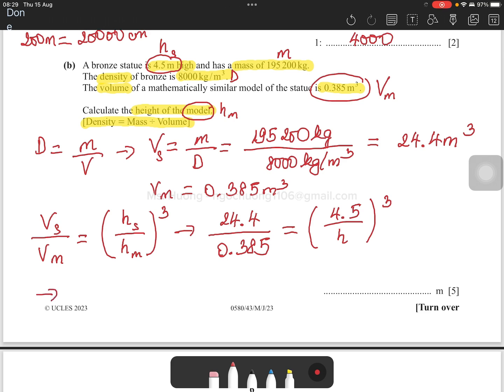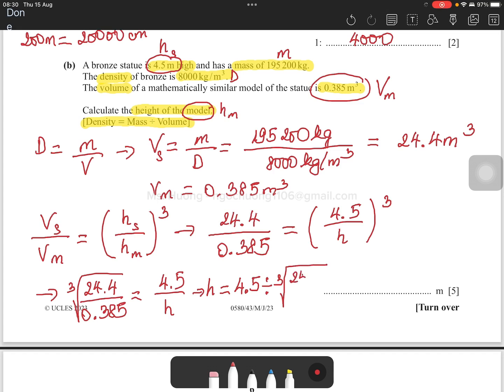So first of all, we can take the cube root of both sides. The cube root of 24.4 over 0.385 is equal to 4.5 over h. Then the value of h is equal to 4.5 divided by the cube root of 24.4 over 0.385. So the final answer is 1.13 meters.